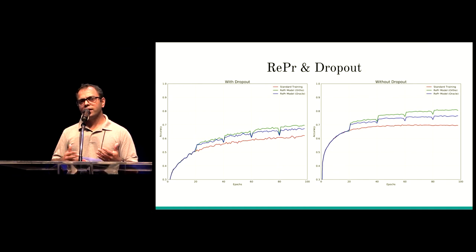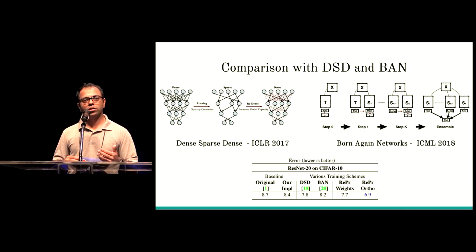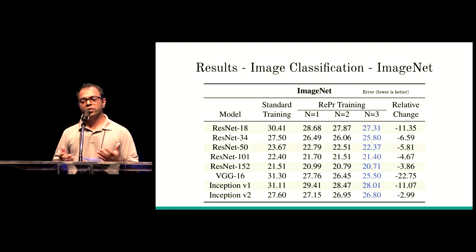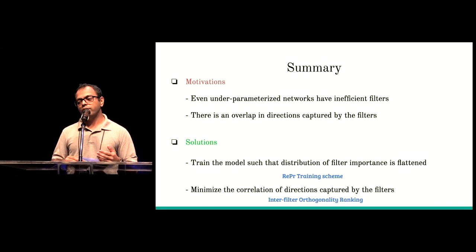And while this technique might be similar to dropout, this process works regardless of whether or not your network has dropout, which doesn't generally work so well for ConvNets. And our technique compares favorably with dense sparse dense and BAN, which are similar techniques. Although this was designed for shallow ConvNets, we found that it leads to small improvements even in deeper nets like ResNet 100 and ResNet 152.